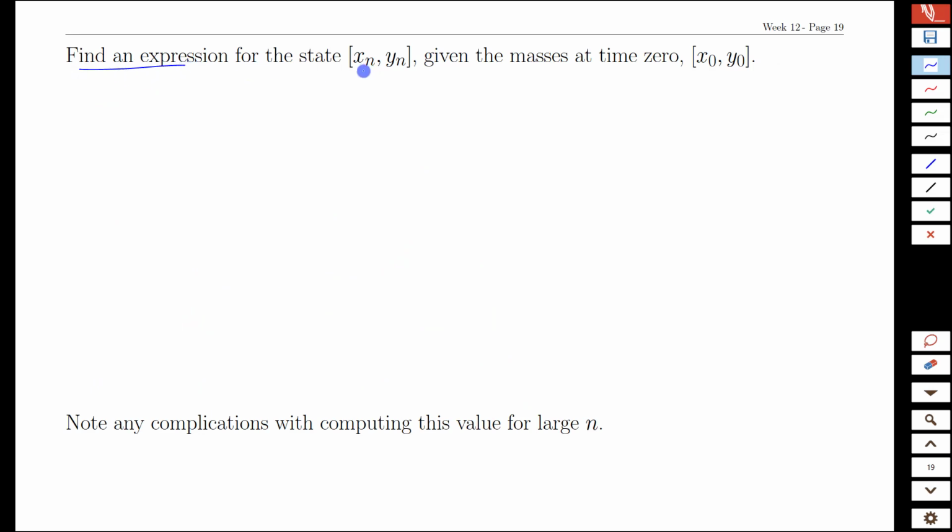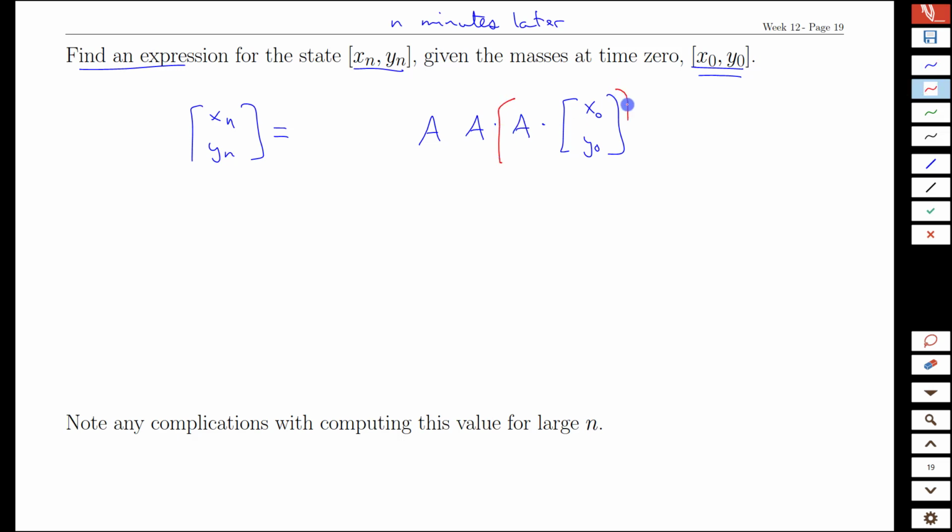If we're asked to find an expression for the state after n minutes later, given the initial value, that's what we'd really like, right? It's easy enough. We have these values here. We started with x naught, y naught. And what we did is we just multiplied by the A matrix. We took this starting state and we multiplied by A to get x1, y1. And then we multiplied that by A to get x2, y2, and so on.